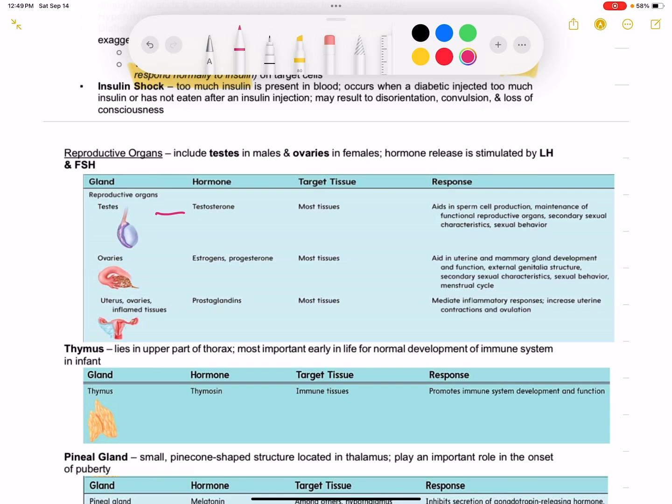So, ovaries aid in uterine or mammary gland development and function, external genitalia structure, secondary sexual characteristics, sexual behavior, and menstrual cycle. And prostaglandins mediate inflammatory response, increase uterine contractions, and ovulations.